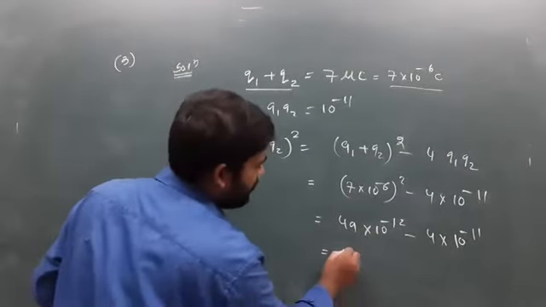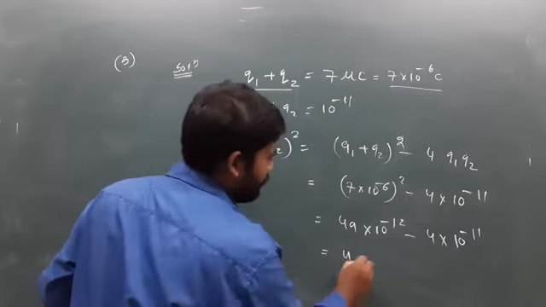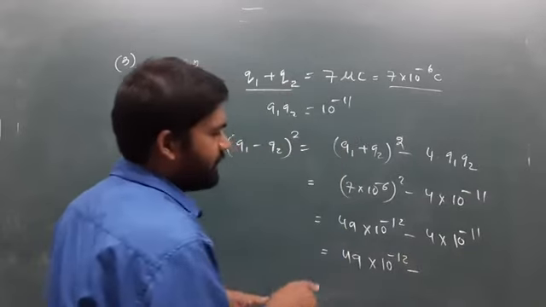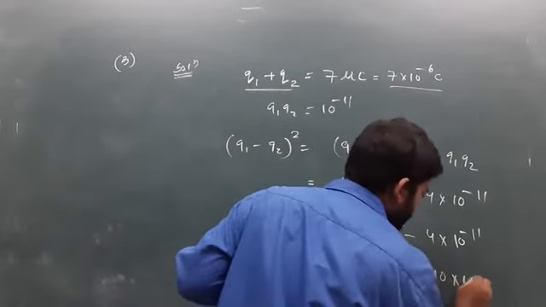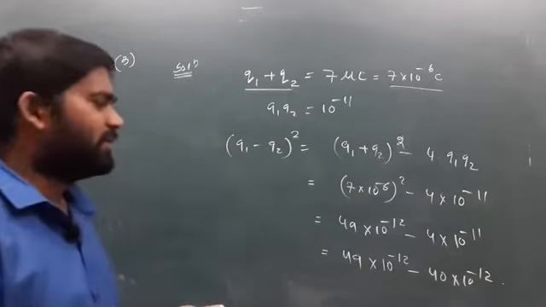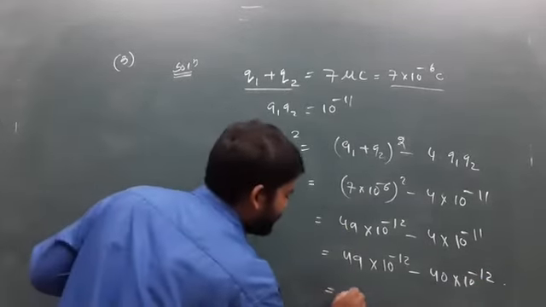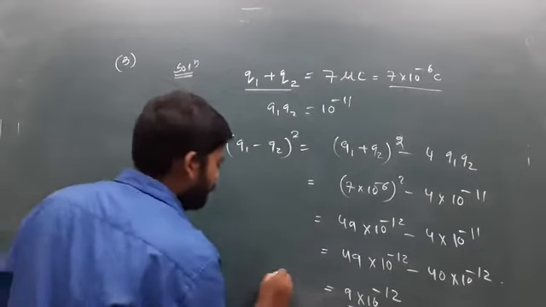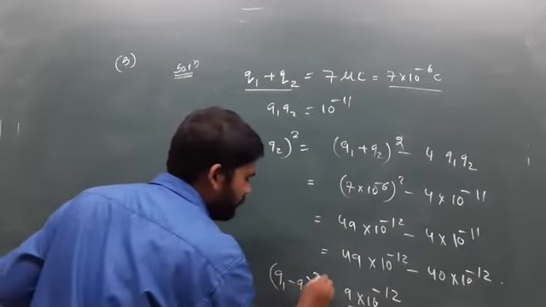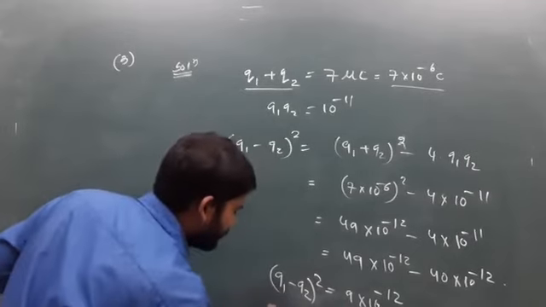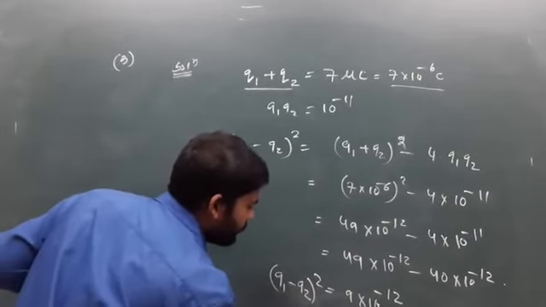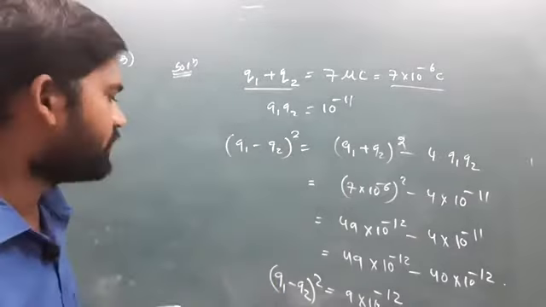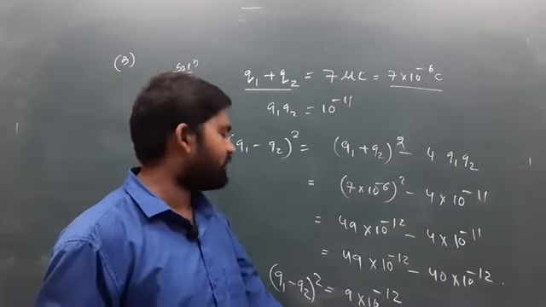So that will be 49 into 10 to the power minus 12 minus 40 into 10 to the power minus 12, making it the same power. So that will be 9 into 10 to the power minus 12. So q1 minus q2 whole square will be 9 into 10 to the power minus 12, so q1 minus q2 will be 3 into 10 to the power minus 6.